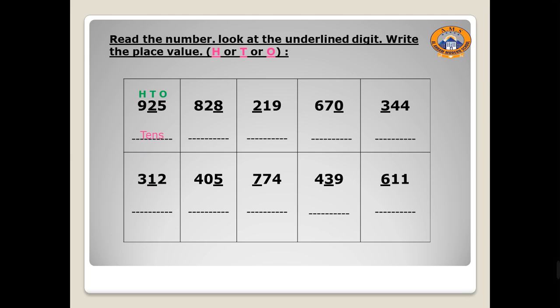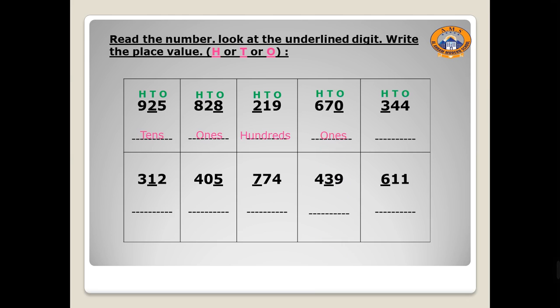Excellent. Then 828. Let's write O, T, H. The underlined digit is 8. Can you tell me the place value of number 8? Yes, excellent, ones. Then 219. The underlined digit 2, 2 in hundreds place. So I will write, yes, hundreds. The place value of number 2, hundreds. Then 670. O, T, H. 0 in ones place. So the place value of 0, ones.